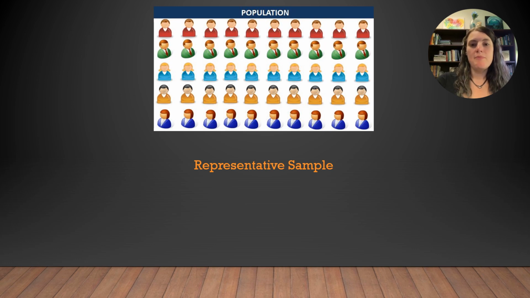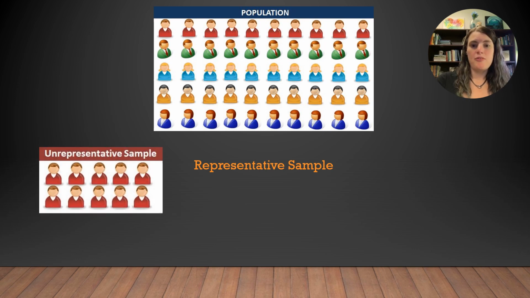To reduce sampling bias, we want to make sure we have a representative sample. A representative sample means the sample looks like the population in terms of important characteristics. Let's say you're attempting to sample from this population and you get a sample that looks like this. Doesn't seem like a very good sample, huh? When the sample does not represent the population in question, it creates sampling bias.